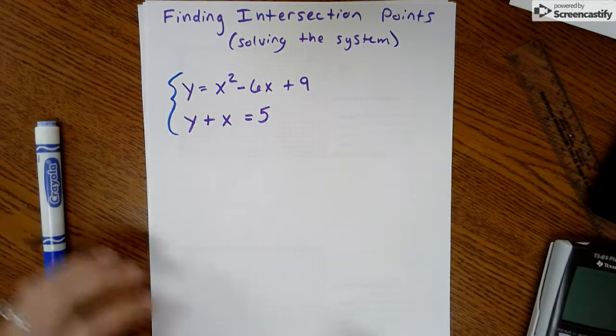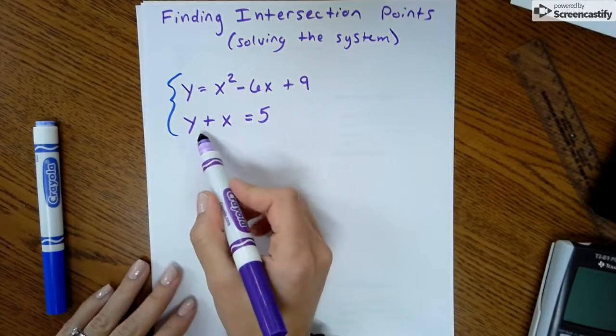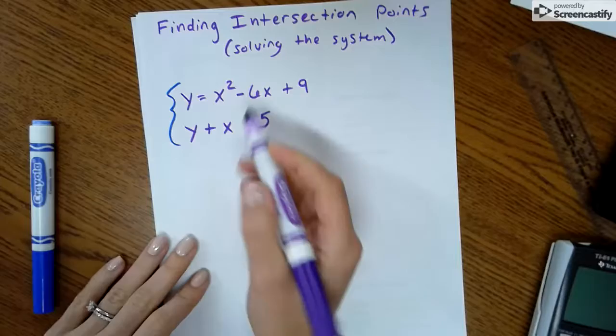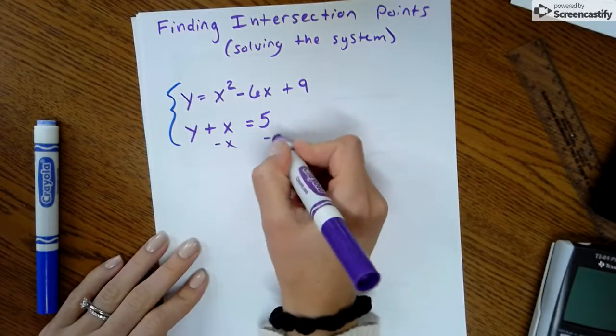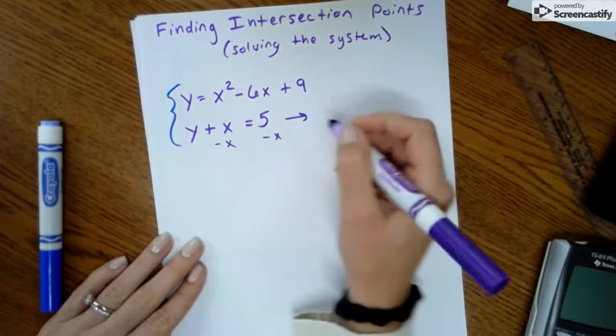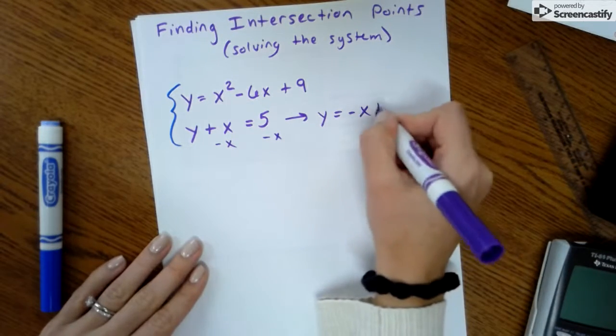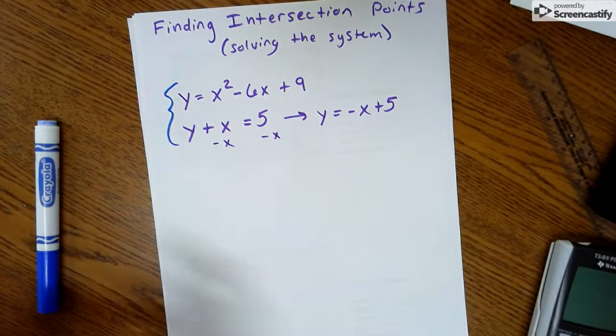All right, so I'm looking at this equation and it's in y equals format. I'm just going to get this one into y equals format by subtracting x from both sides, because then if they both equal y, I can set them equal to one another. So this equation could be rewritten as y equals negative x plus 5, okay?